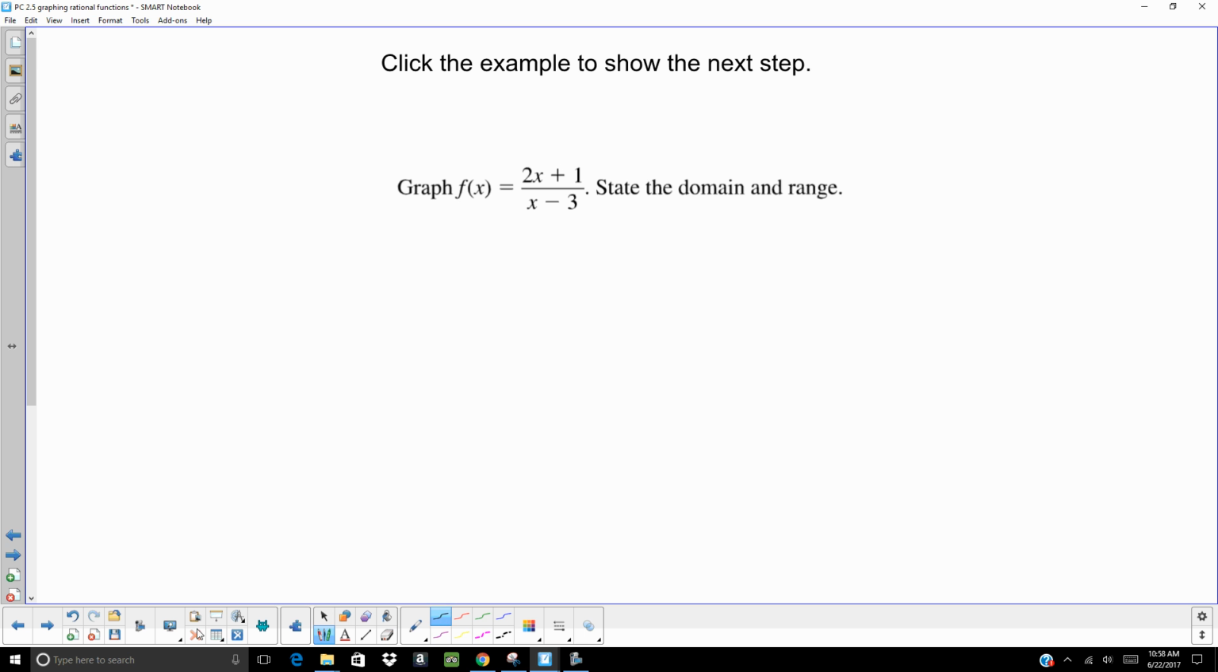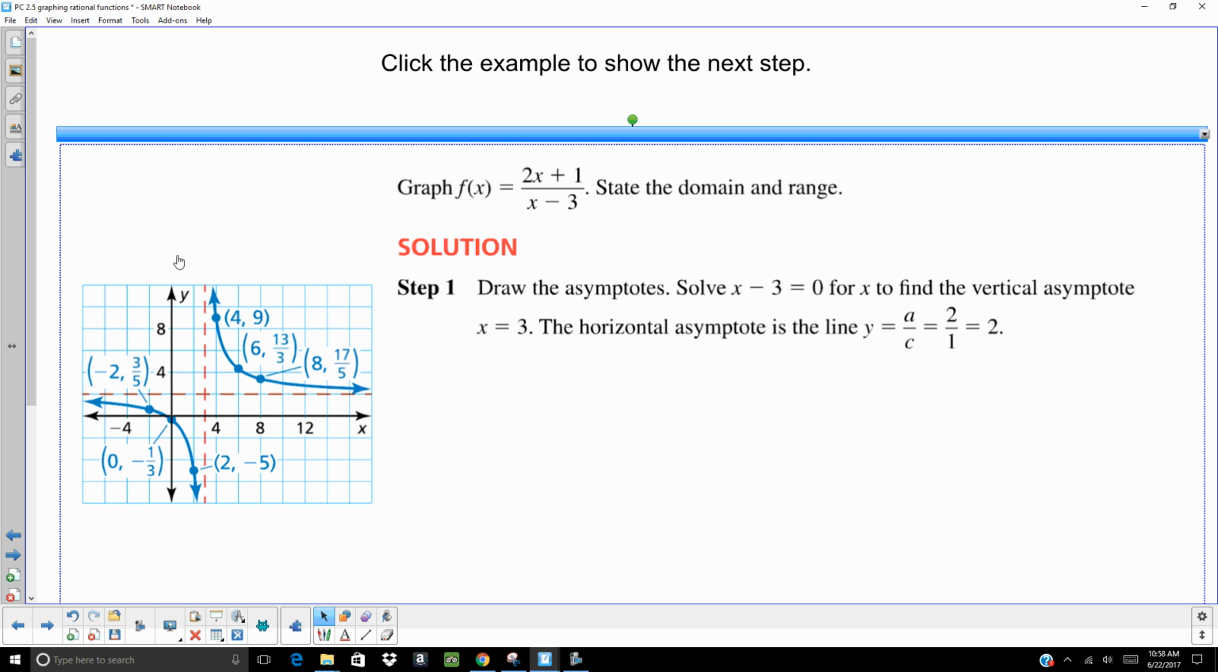All right, what are we going to do if it's not in that form? We have f of x equals 2x plus 1 over x minus 3. Well, we know that our domain cannot be x equals 3 because we're not allowed to have a 0 in that denominator. So that gives us our vertical asymptote at x equals 3. So we've got that right now.